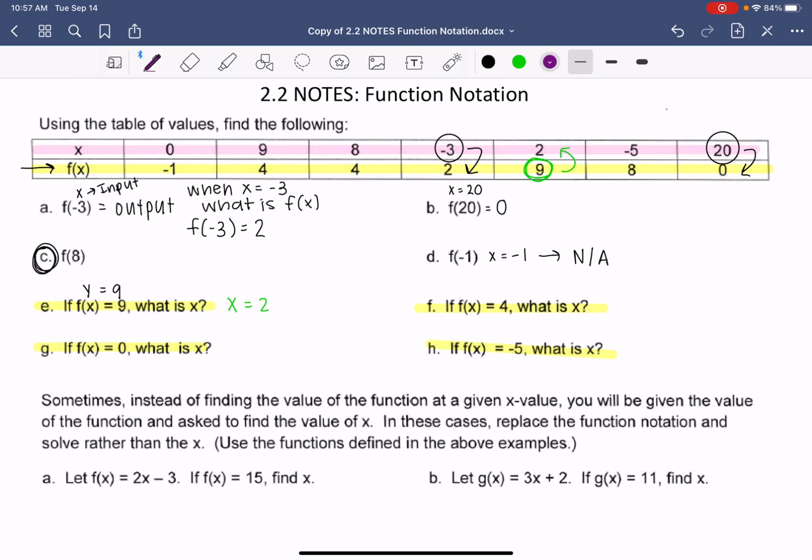So again, if f of x equals 4, so y equals 4, what is x? So I'm looking for 4 on the f of x part of the table, okay? And I'm looking for 4. So when f of x is 4, it's 9 and it's 8. Okay, so x equals 8 and 9. So therefore, it's going to be 8, 4 and 9, 4. Okay, I want you to do G and H and see what you get.